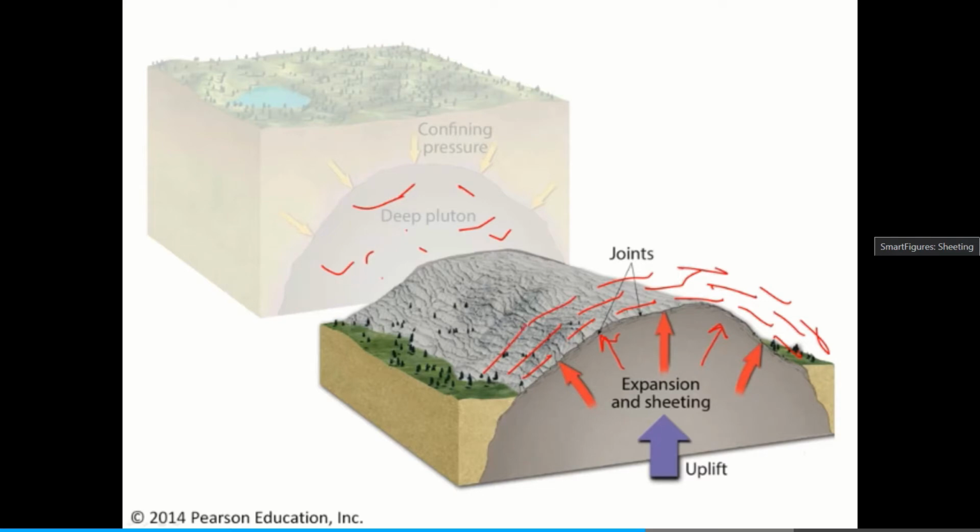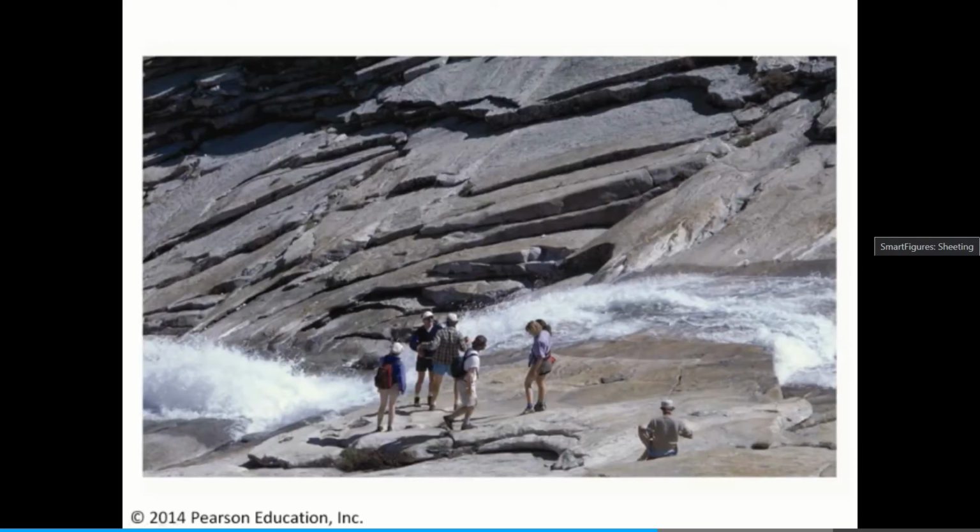So when you go to Yosemite National Park, you're going to see this just about everywhere you look. You might hike up to view a waterfall, but look beyond the waterfall and you can see all these parallel fractures of rock. These are examples of sheeting.